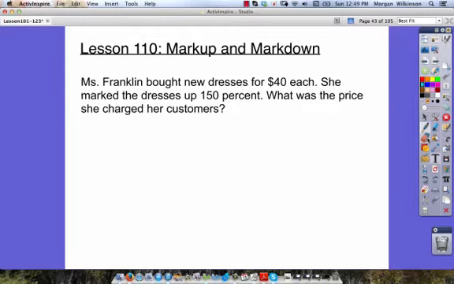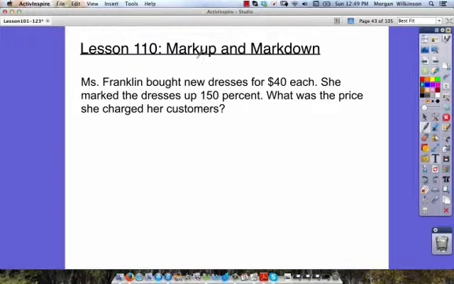Lesson 110 is about markup and markdown. And our first question says, Miss Franklin bought new dresses for $40 each. She marked the dresses up 150%. What was the price she charged her customers?